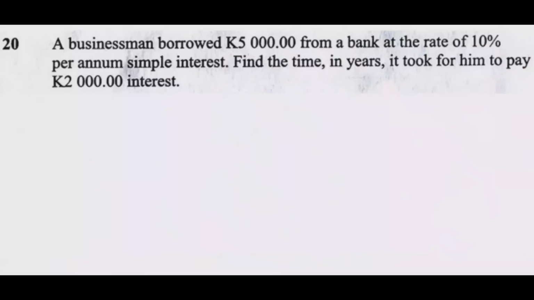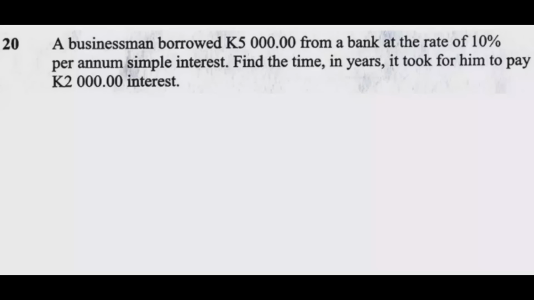We come to question 20, which is as follows. A businessman borrowed 5,000 from a bank at a rate of 10% per annum, simple interest. Find the time in years it took for him to pay 2,000 kwacha interest. So the businessman borrowed 5,000 kwacha and was charged 10% per annum as simple interest, and he paid back 2,000 in interest. So the question is, how long did it take for him to pay an interest of 2,000?